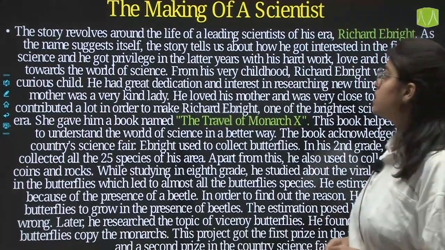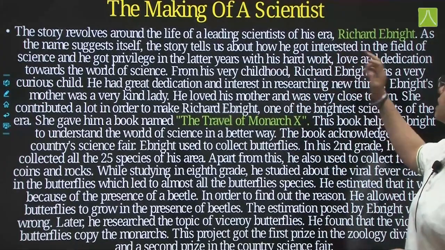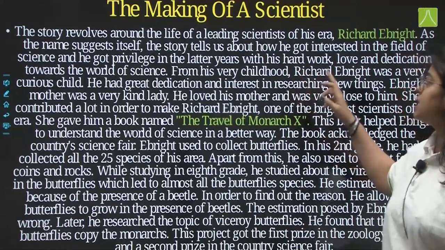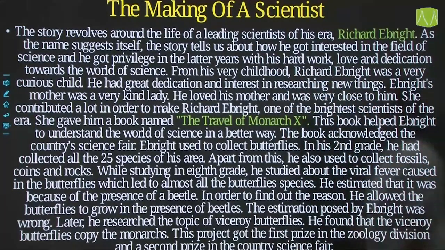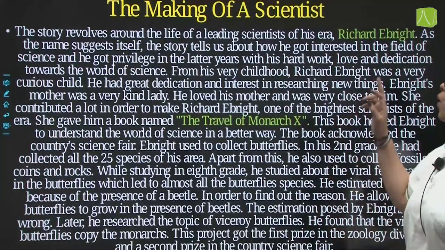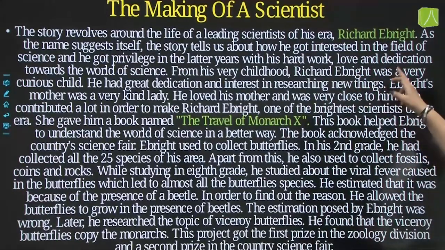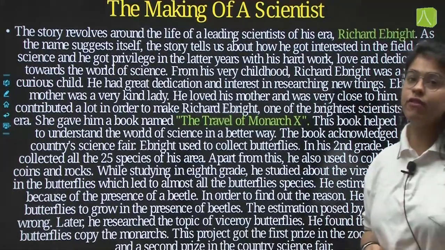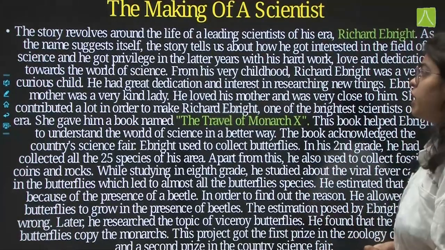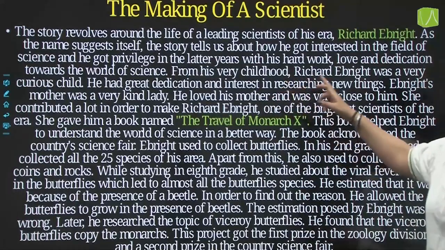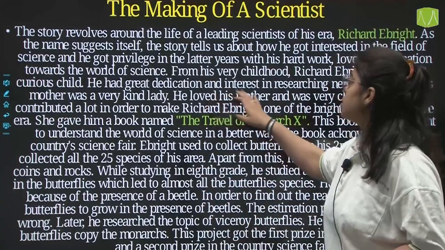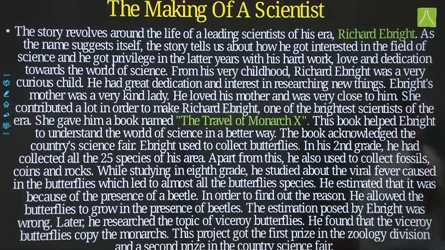The chapter revolves around the life of a leading scientist of his era, Richard E. Ebright. As the name itself suggests, the story tells us how he got interested in the field of science, and how he earned the privilege in later years with his hard work, love and dedication towards the world of science. He was entirely devoted to the field of science. From his very childhood, Richard E. Ebright was a very curious child. He had great dedication and interest in researching new things.